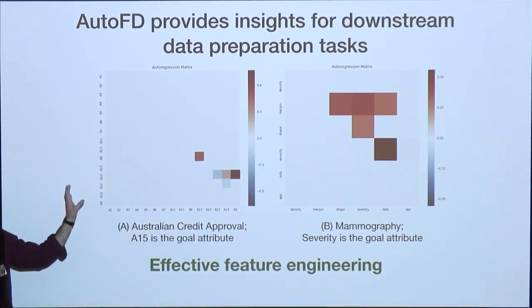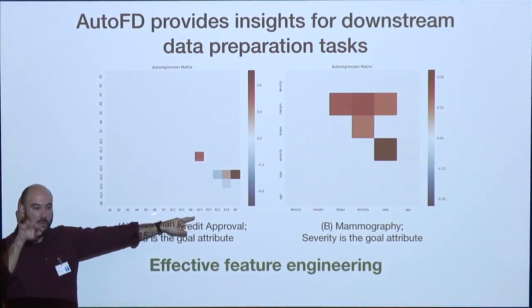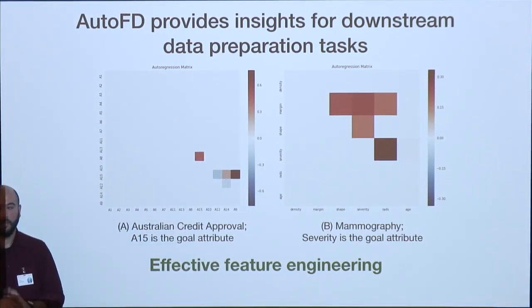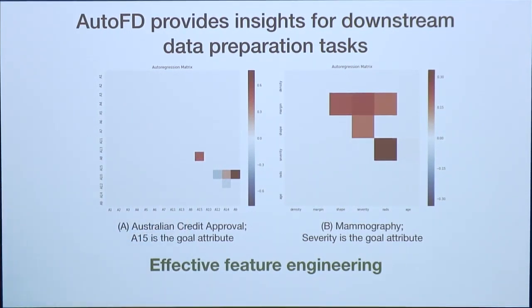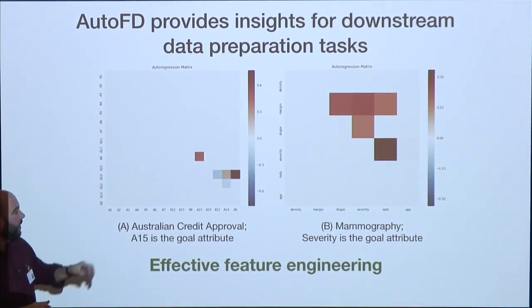The way to interpret this is that A15 is equal to some function whose input is A8. I don't care what the actual function is. A machine learning model will find that function, but I know this structure.